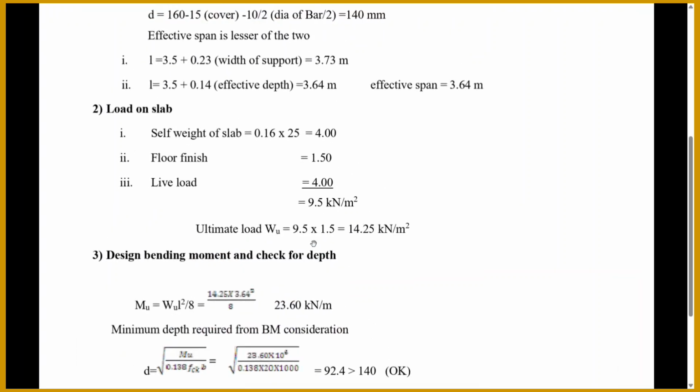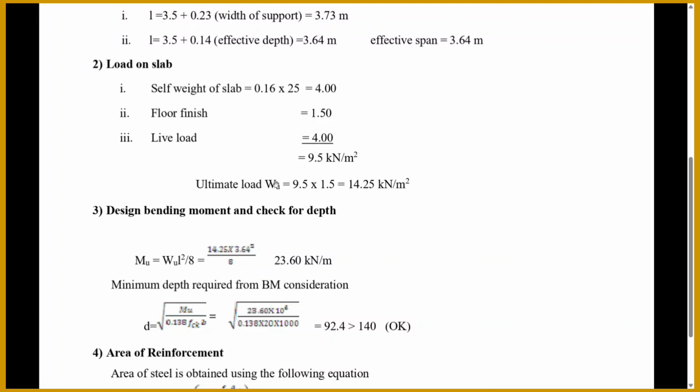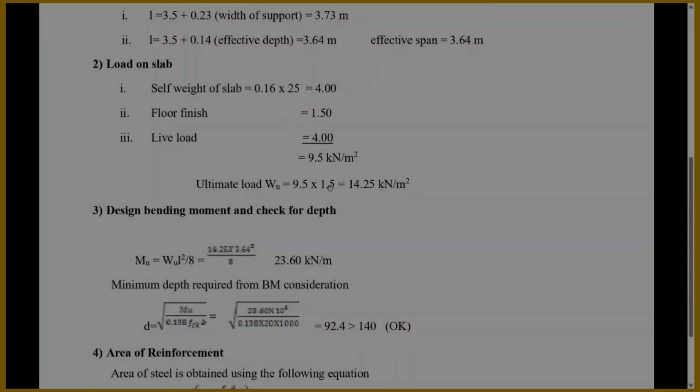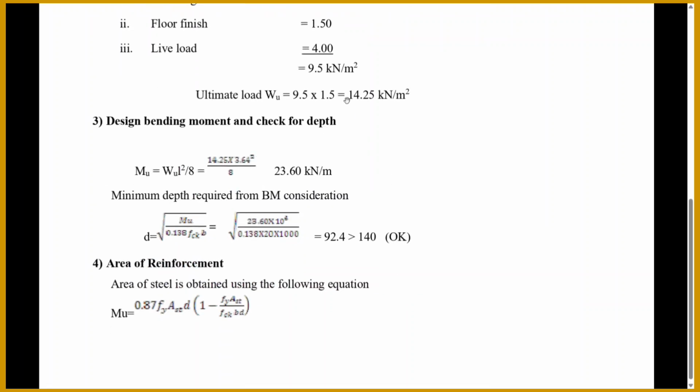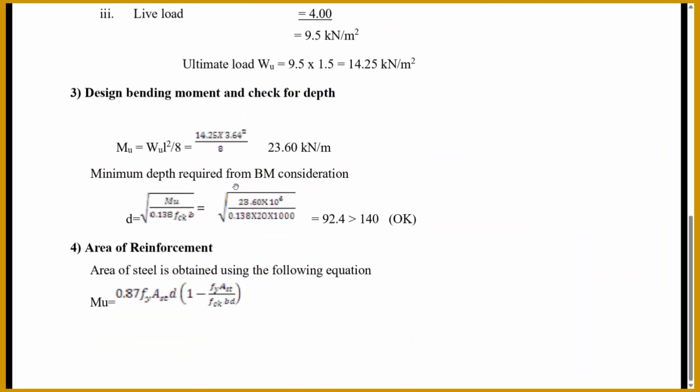After that, you will have to consider the factored load. For that, ultimate load Wu equal to, you will have to multiply by 1.5. This is the factor of safety for that particular concrete slab. You will have to multiply 9.5 into 1.5, so 14.25 kilonewton per meter square comes. This is the load on the slab. After that, you will have to find the bending moment of the slab.